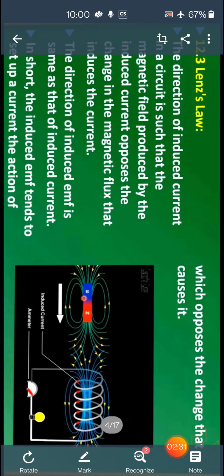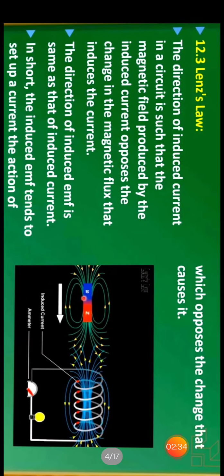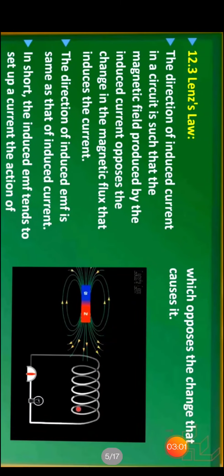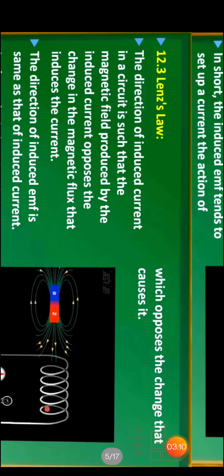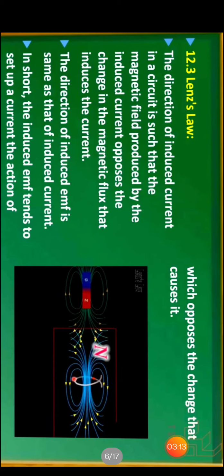Now we can see our next topic, Lenz's law. The direction of induced current in a circuit is such that the magnetic field produced by the induced current opposes the change in the magnetic flux that induces the current. The direction of induced EMF is the same as that of the induced current. In short, the induced EMF tends to set up a current, the action of which opposes the change that causes it.